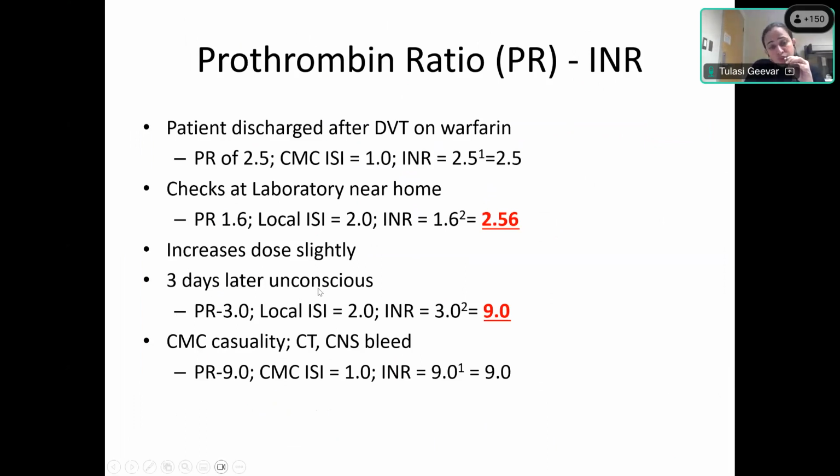But because the dose was increased, his prothrombin ratio increased to 3 in the local laboratory. And if you calculate with INR, it is actually 9. So that is what was seen at CMC also. This is just an example to show how the prothrombin ratio can vary depending upon the reagent used, and how you can have a more standardized way of reporting by using the INR.